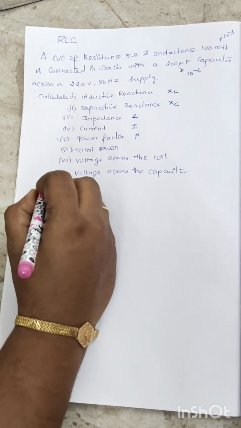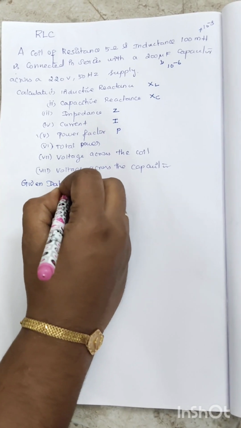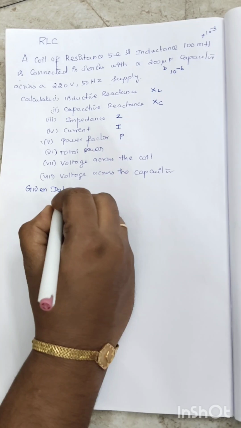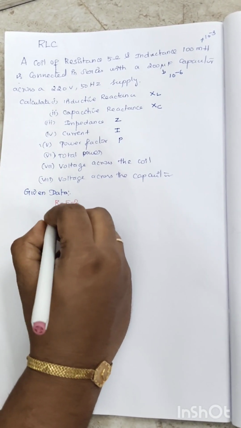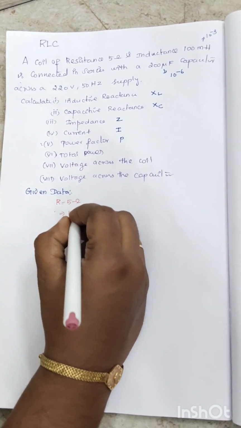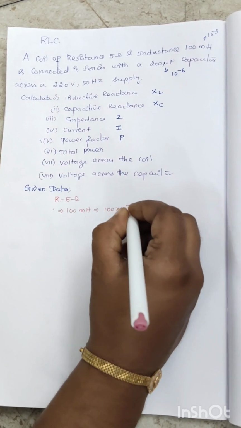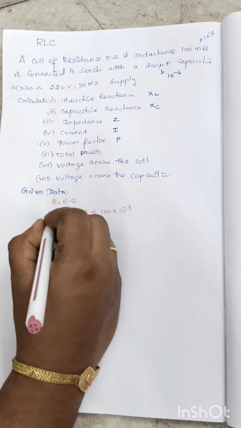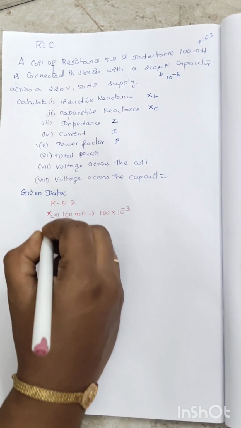Next, we have to write the given data. The given data will be written as the resistance R is equal to 5 ohm. Inductance is equal to 100 millihenry, 100 into 10 power minus 3. That will be written as inductance L. Here the inductance will be written as L.